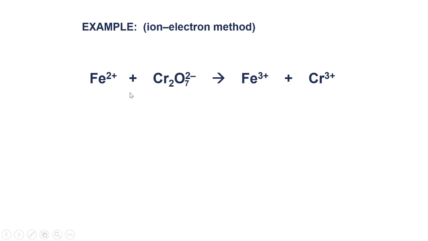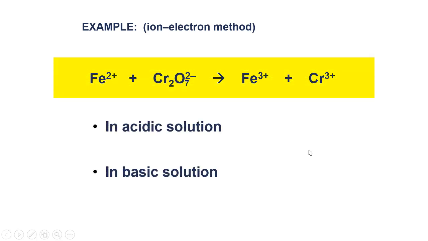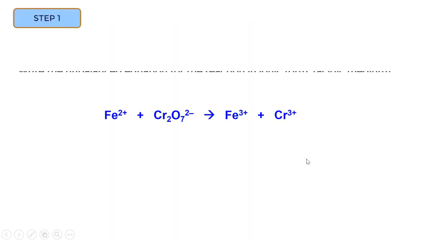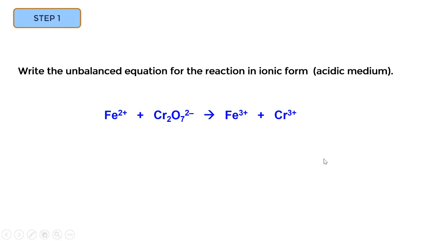Okay class, so you have this equation which is unbalanced equation. And in order to balance the equation, we need to read the question carefully whether the reaction occur in acidic solution or in basic solution. Alright, let's say I want to balance the equation where the reaction occur in acidic solution. Step 1. Write the unbalanced equation for the reaction in ionic form.